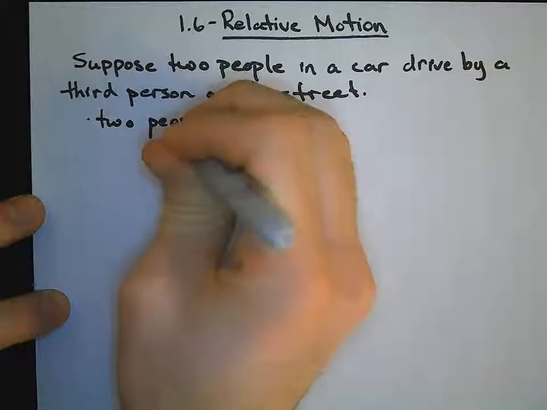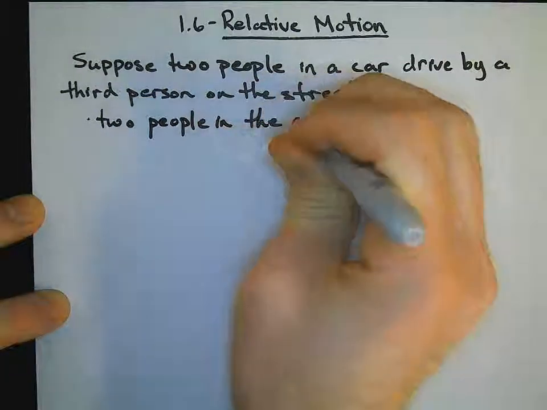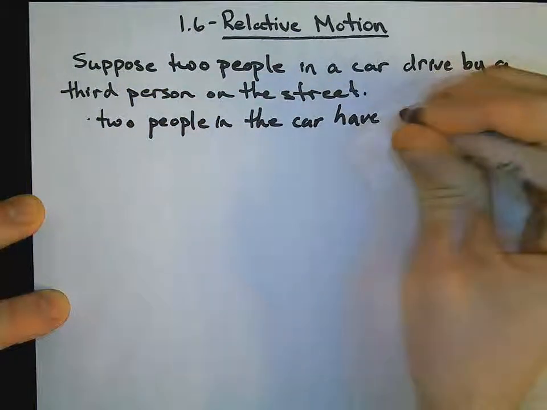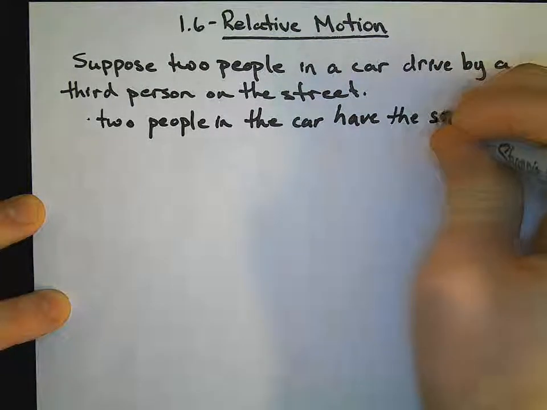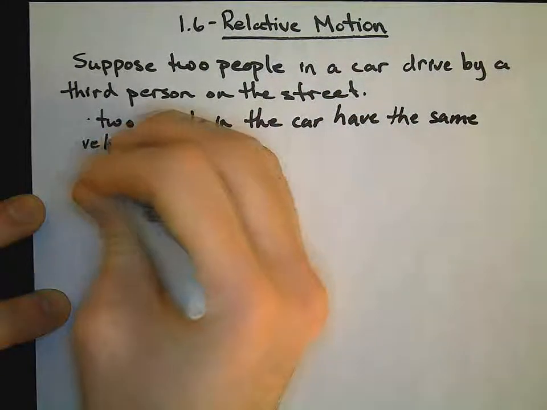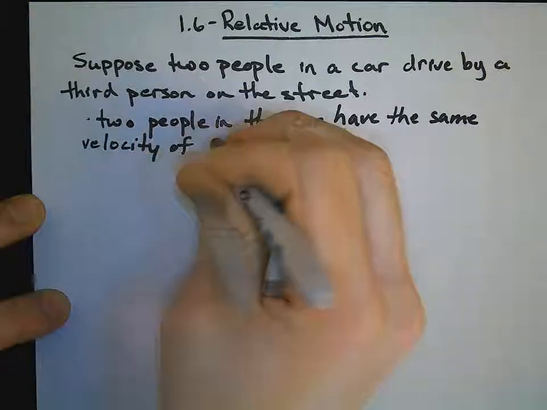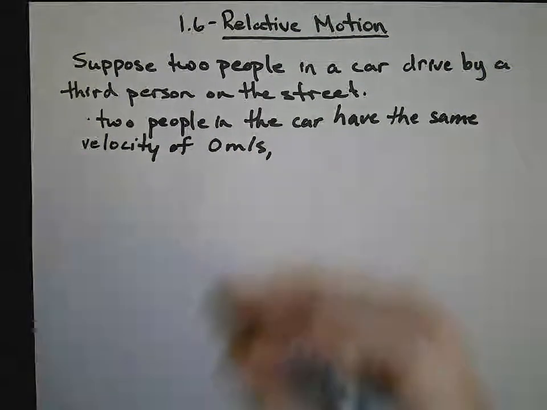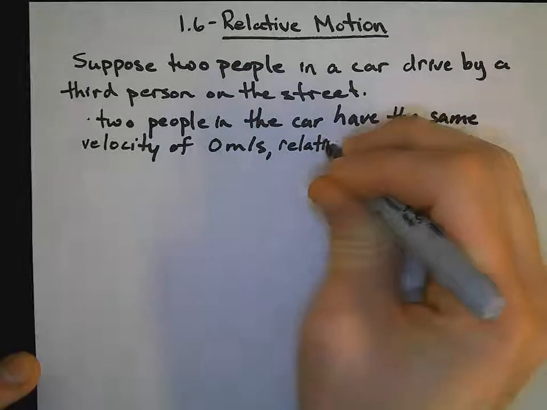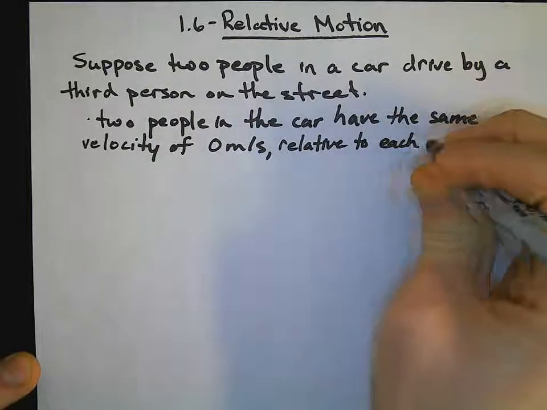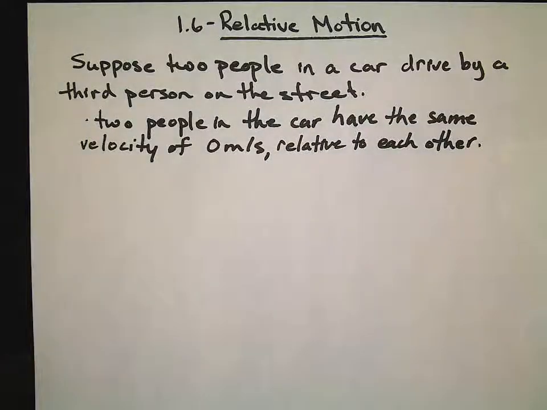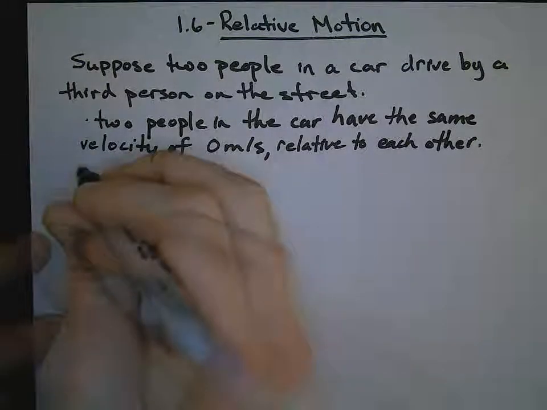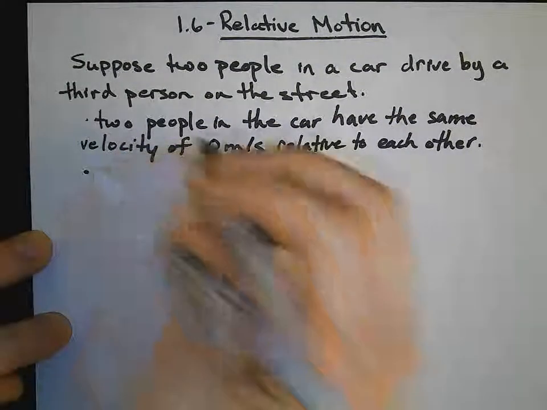The two people in the car have the same velocity of 0 meters per second if we're talking about the velocity relative to each other. So say you're out riding in a vehicle with a friend. You both, relative to each other, have the same velocity, 0 meters per second.